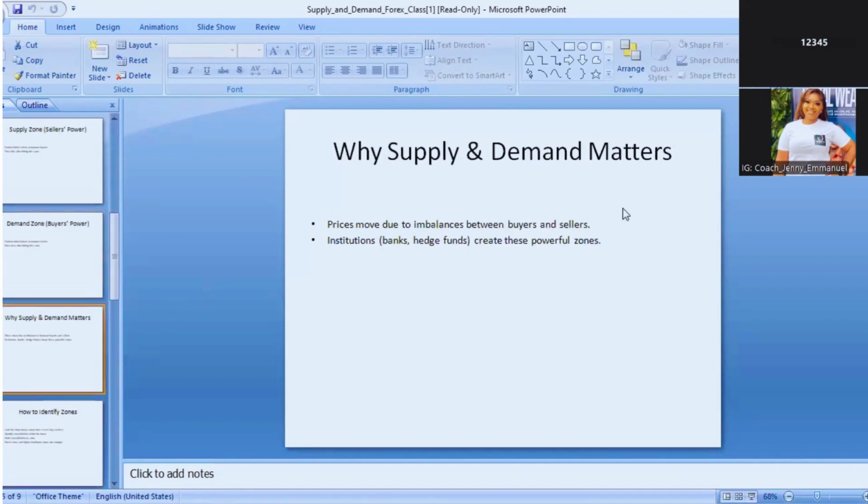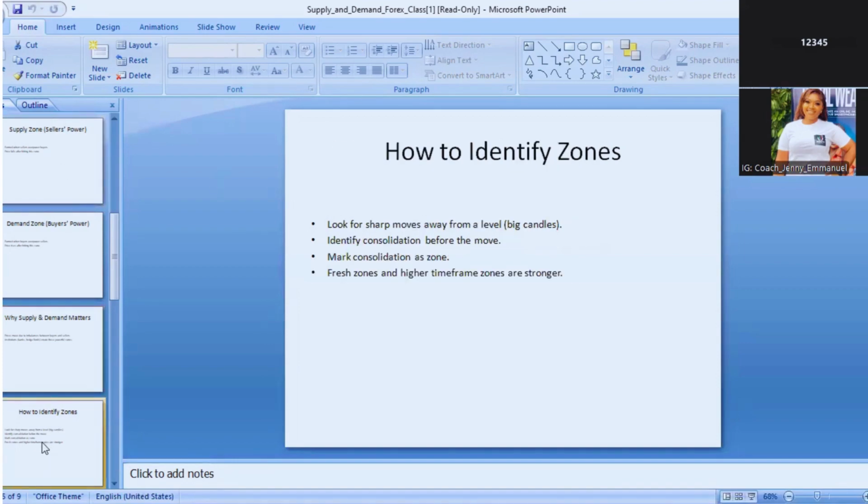Do you understand? Now, when supply and demand matter, price moves due to imbalances between buyers and sellers. You all know that the people that move the market, we call them market movers. These are banks, hedge funds, institutions, companies. These are the people that control a larger volume in the forex market. I'm going to be showing you guys a simple example in the chart very soon. Let's just complete our notes.